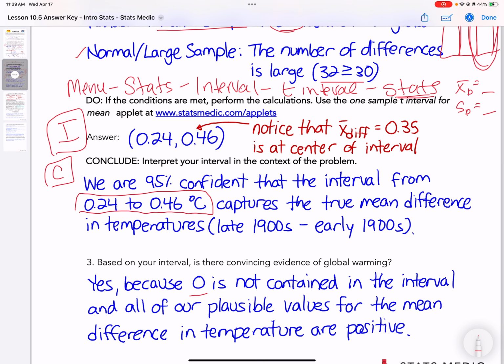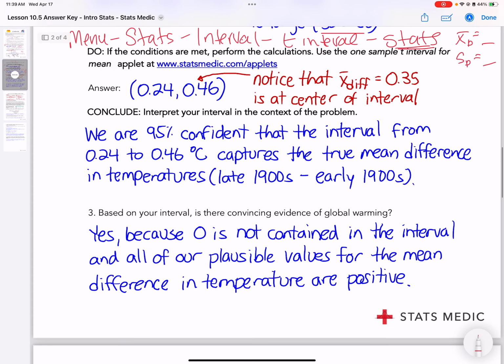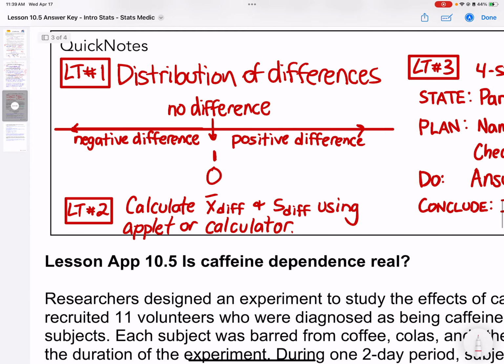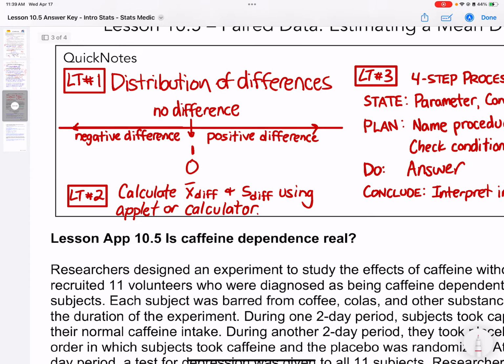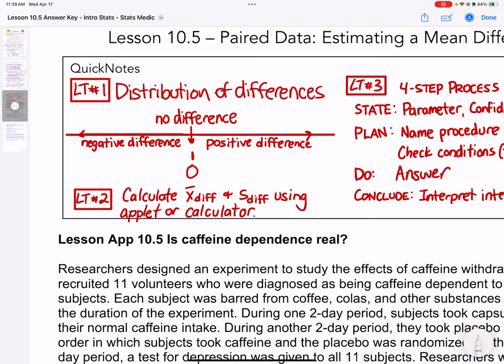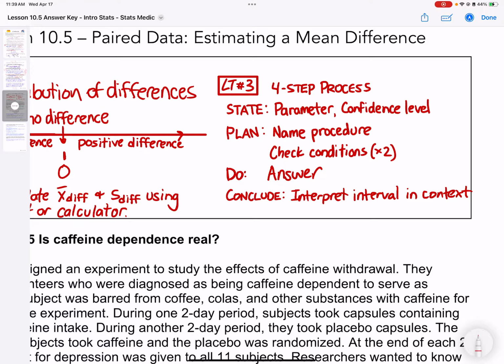experiment, because I have that 0 is not in the interval, and since 0 is less than 0.24 and 0 is also less than 0.46, we do see, actually, we have an increase in temperatures. So we're always checking 0 because 0 means that there's no change. Okay, so when we have no difference, we either have negative differences or positive differences. You can calculate your differences using your calculator. Your calculator will do all of that for you, and you don't have to do any of the calculations. And then we're going to do the process that we've been working on.